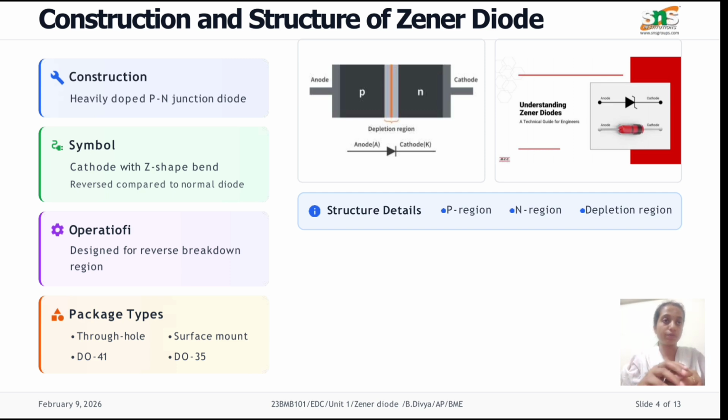Okay, here in this Zener diode, the PN junction diode is heavily doped. A normal PN junction diode is a pure form of semiconductor where we don't have any doping in it, whereas in the Zener diode we dope it with an impurity. Okay, a heavily doped PN junction diode forms a Zener diode. And then we'll have a depletion region.